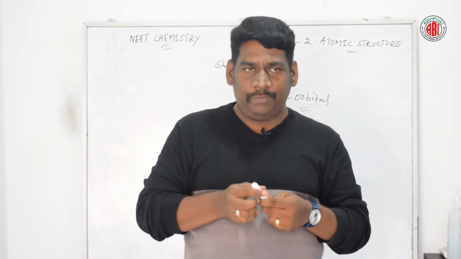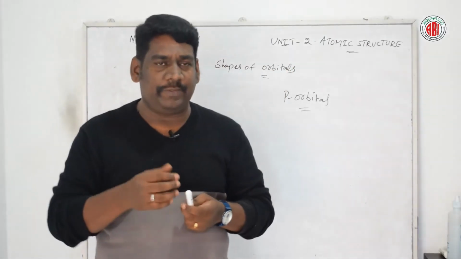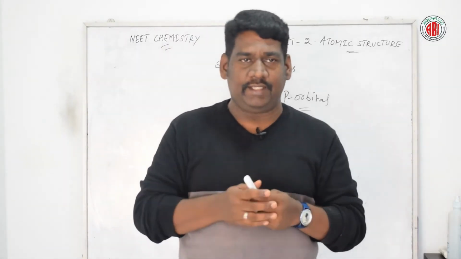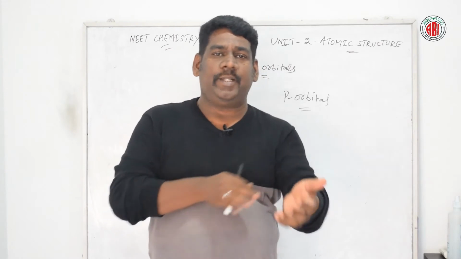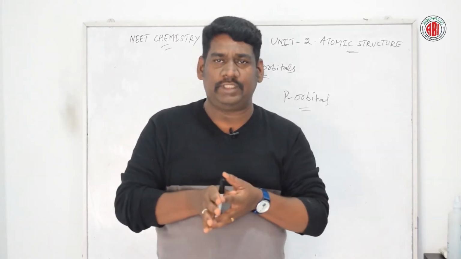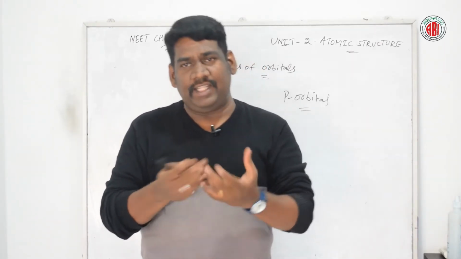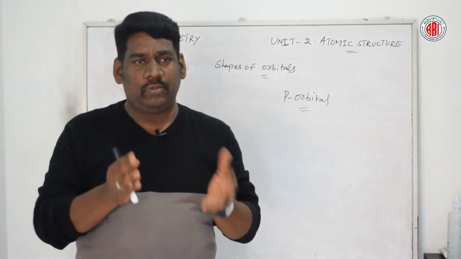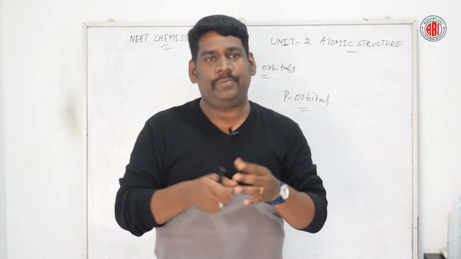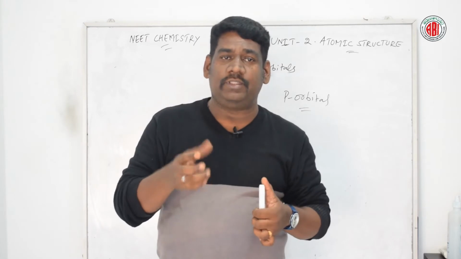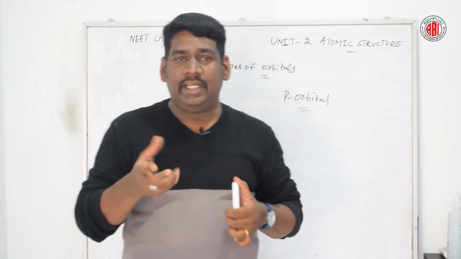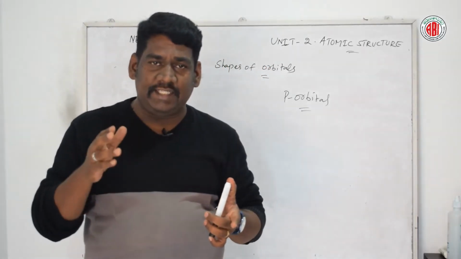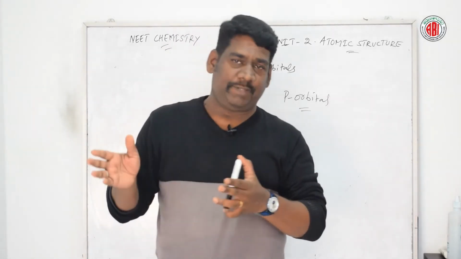For example, 2p of x, 2p of y and 2p of z. Depending upon the orientation of the lobes, these are further designated as 2p of x, 2p of y and 2p of z, according to how they are symmetrically placed about the x, y and z axis respectively.